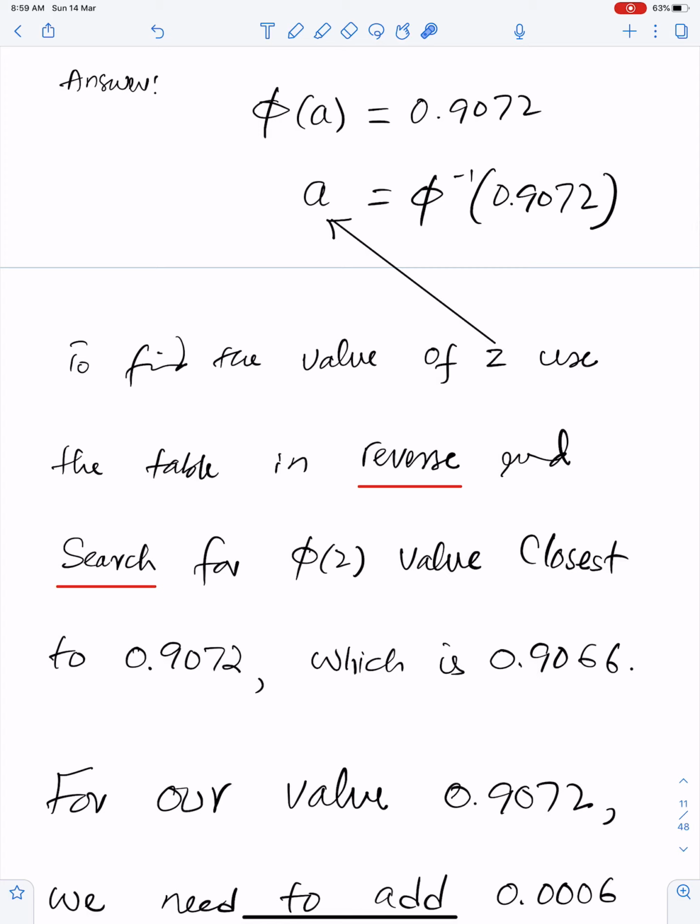To find the value of A, this means the value of Z. So to find the value of A or Z, use the table in reverse and search for phi Z, the value closest to this number, which is 0.9066. Let me show you this thing. You need to search this number or a number which is close to it. Let me show you in the table.